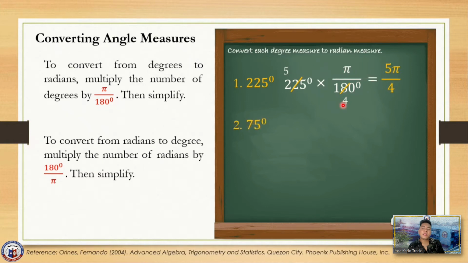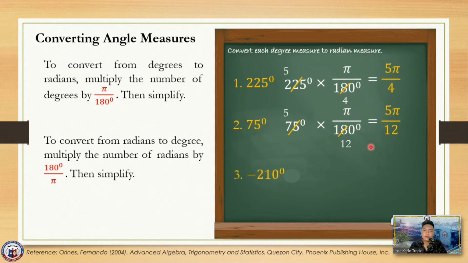Another example, 75 degrees, multiply it by pi over 180 degrees. And what do you think is the factor? I guess it should be 15. Correct. 75 divided by 15, that is 5. 180 divided by 15, that must be 12. So you have 5 pi over 12. Just find the GCF. The third one, negative 210 degrees.